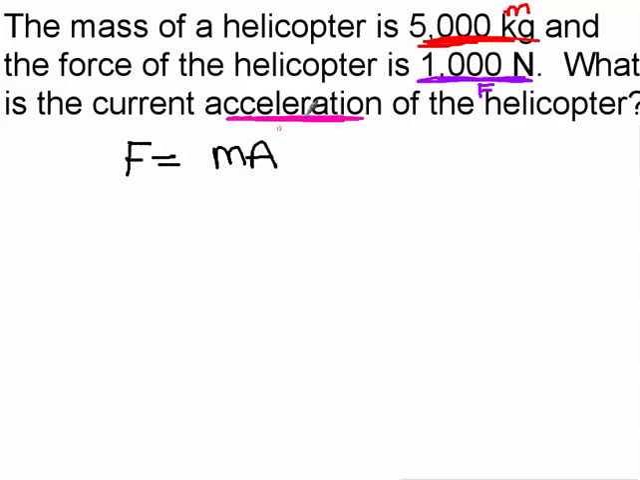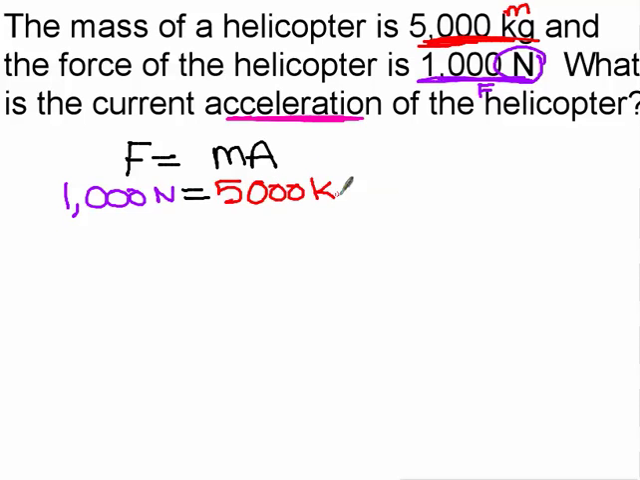So for F, we put in the force, newtons right here. If you ever see an N after something, that means it's force. So we're going to put that in for F: 1,000 N, because that's the force. It equals the mass, which is, as we see up here, anytime you have kg, you know it's the mass. So it's going to be 5,000 kg.